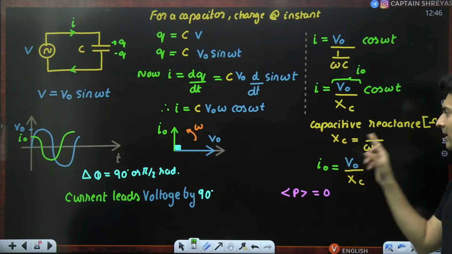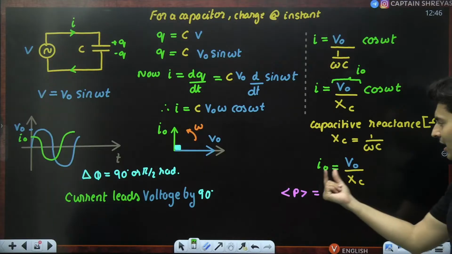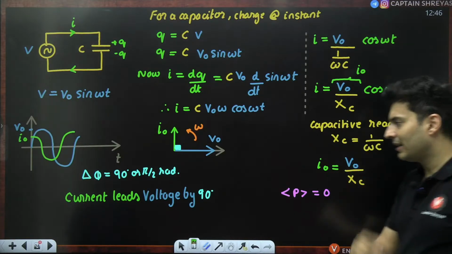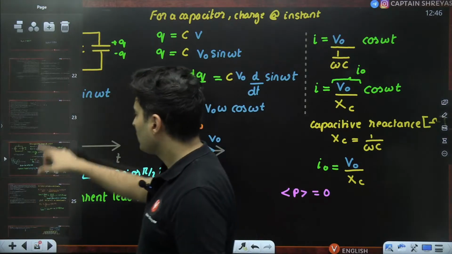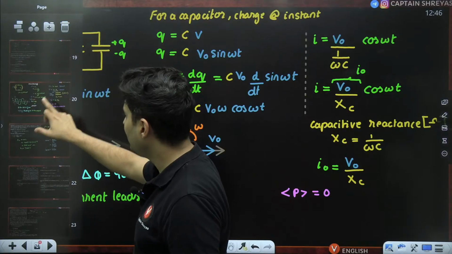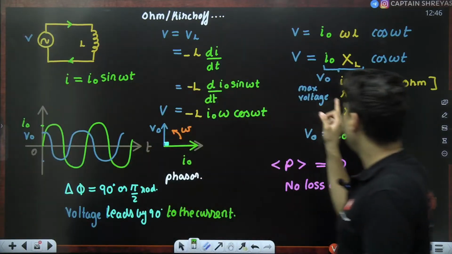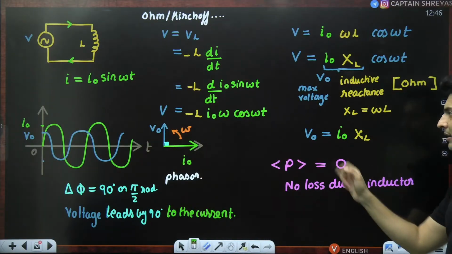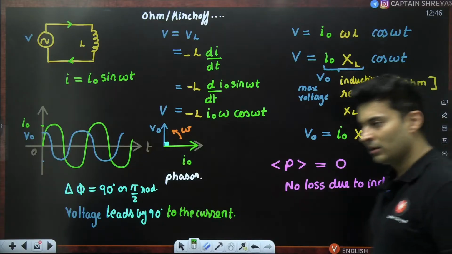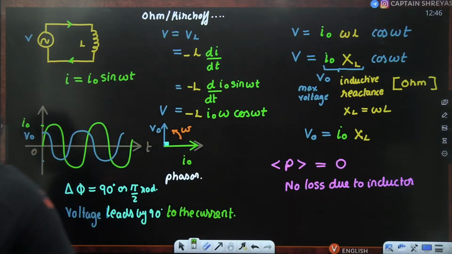For the capacitor, it is 1 by omega C, and current is voltage by that reactance for the capacitor. So naturally, same thing for the inductor also. There is inductive reactance omega L, and voltage is current into the resistance, right? That is what you have seen.